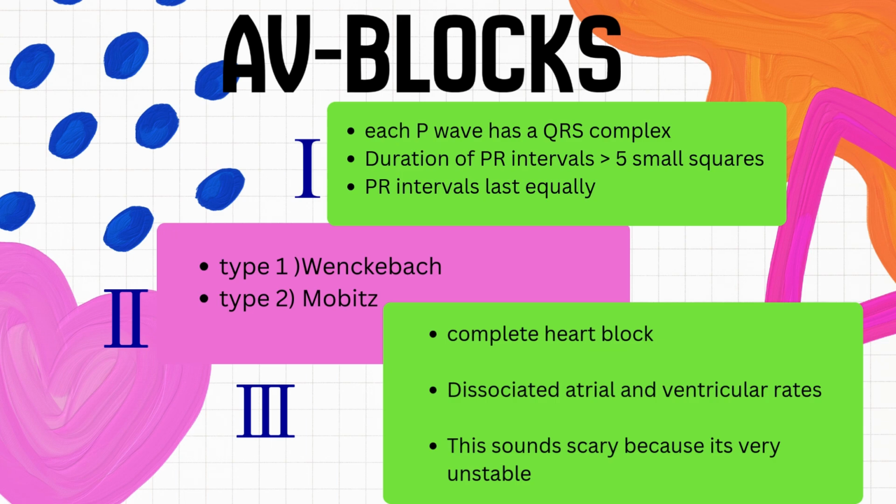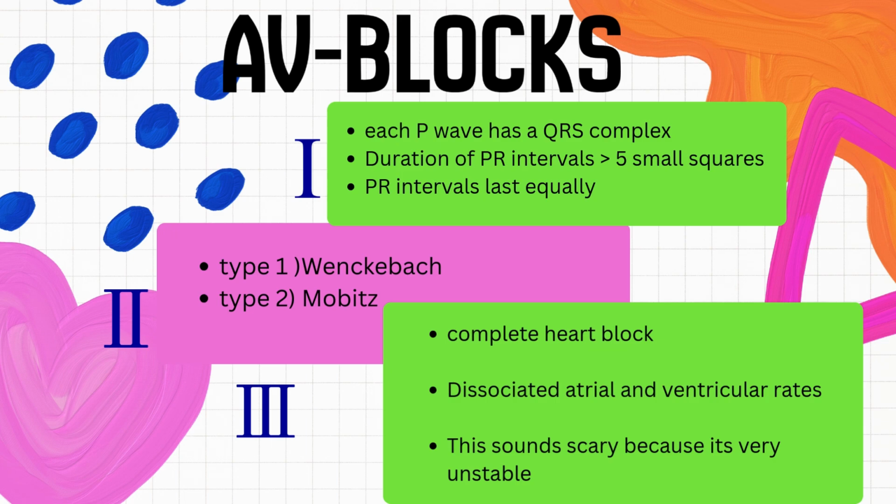Type 1 is so simple. We have P waves, and each P wave has a QRS complex. But the problem is that the PR interval is increased to more than 5 small squares, and the PR intervals are equal. This is very important. So first we distinguish that the PR interval has been increased, number 1, and number 2, the PR intervals are equal, and this is type 1.